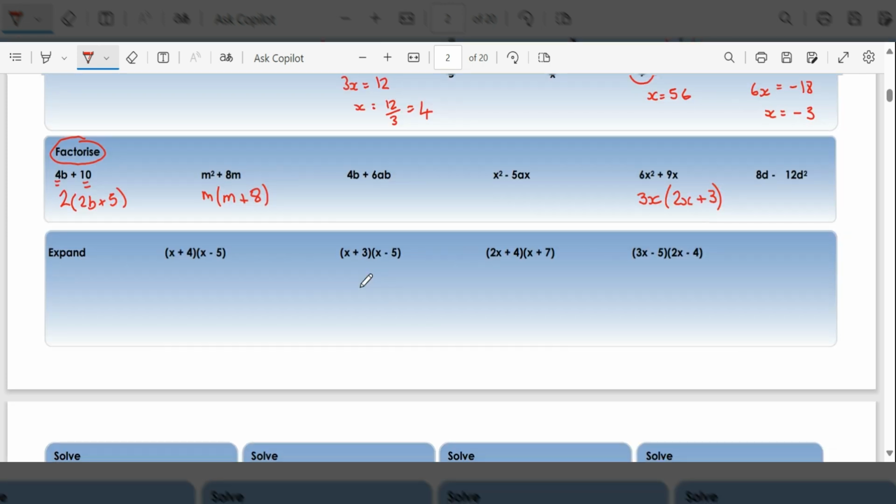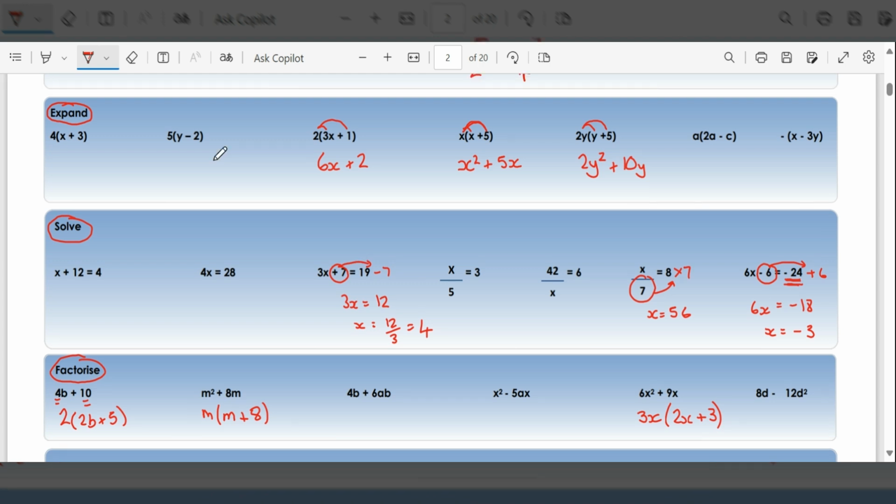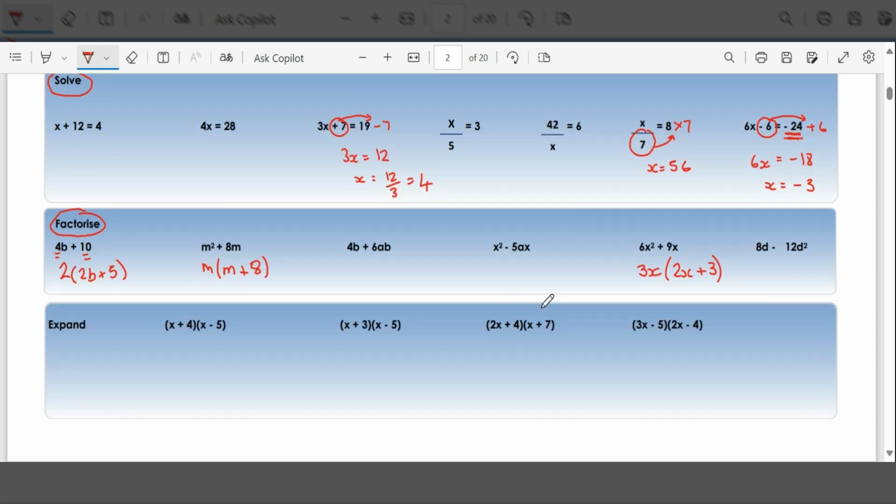Okay, another expand, but different to this. This is a single bracket, these are double brackets. Let's take a look at this one. 2x times x, the nose. 4 times x, the mouth. 2x times 7. And finally, the other eyebrow, 4, not 4 add 7, 4 times 7.